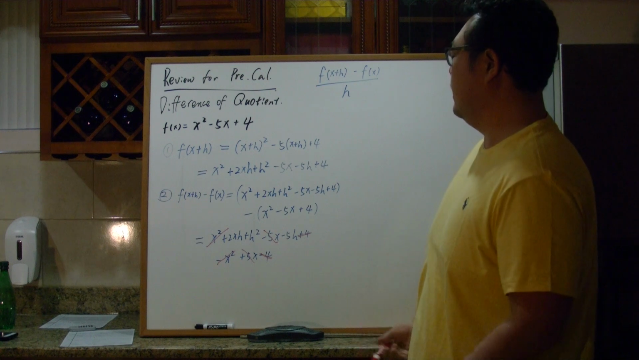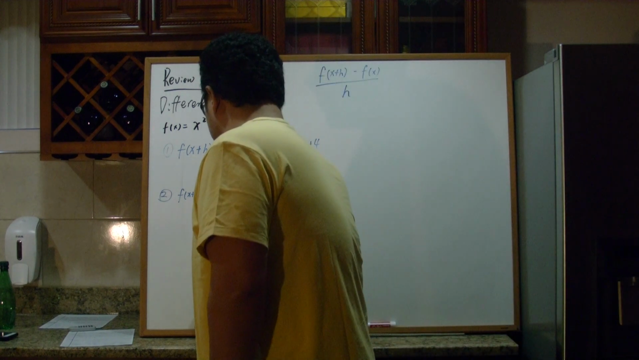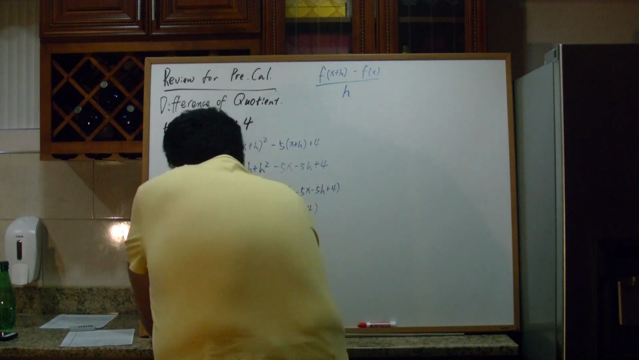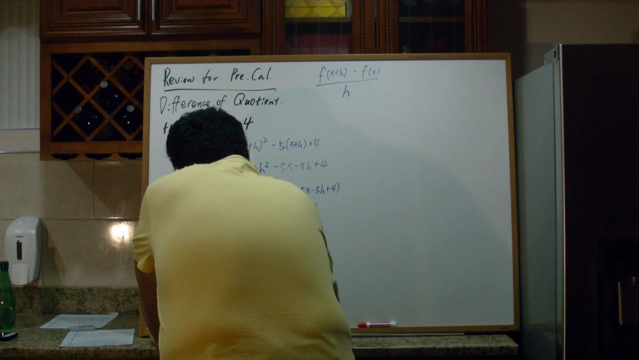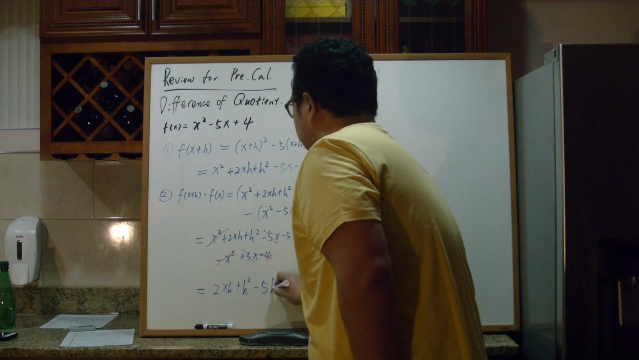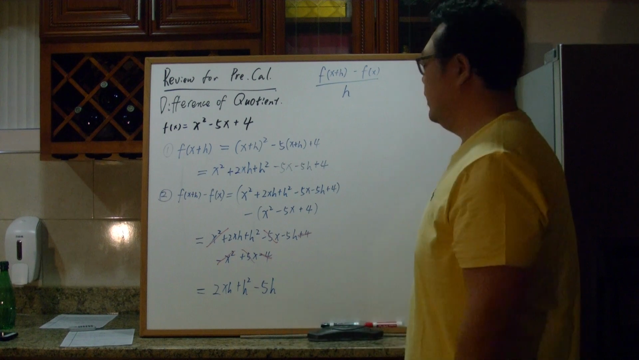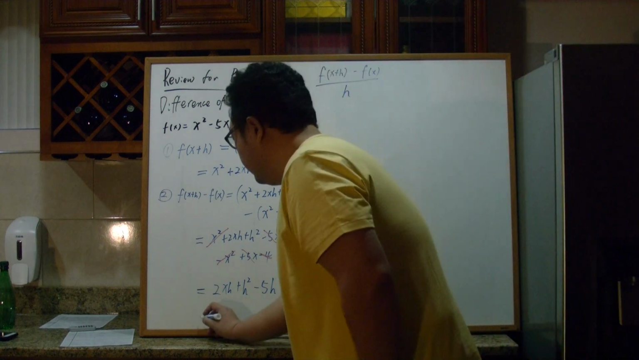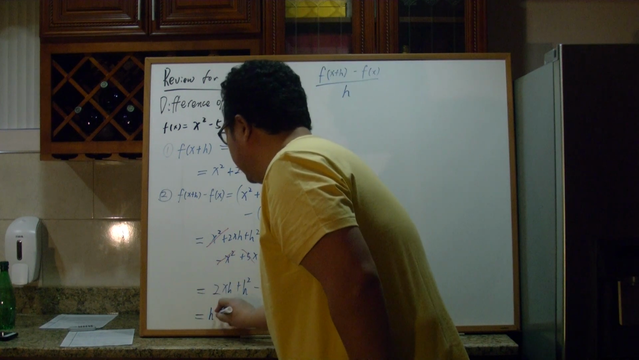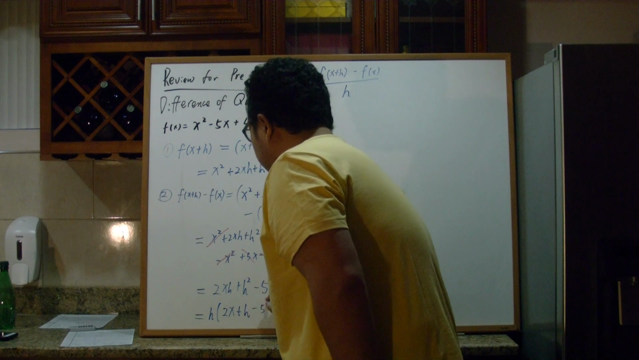Right? To have all those things cancelled, then we leave 2xh plus h squared minus 5h. Right, that is what we leave out. And it could be more simplified. We have figured out that every term contains the h, so we can take the h out, and we'll get h times 2x plus h minus 5.